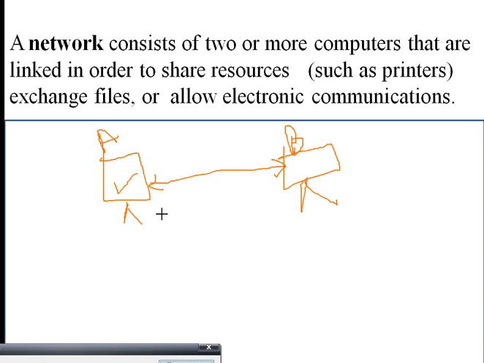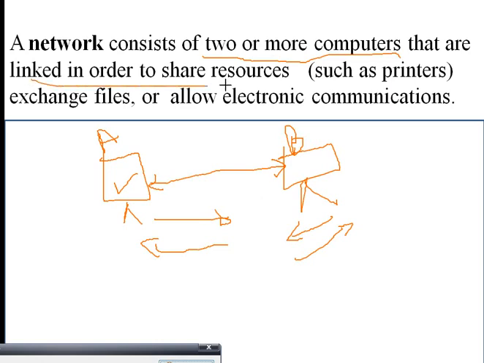Where computer A is able to send or receive data to or from, where at least one process has the ability to send or receive data through the network or communication media, it is called a network. A network consists of two or more computers that are linked in order to share resources.